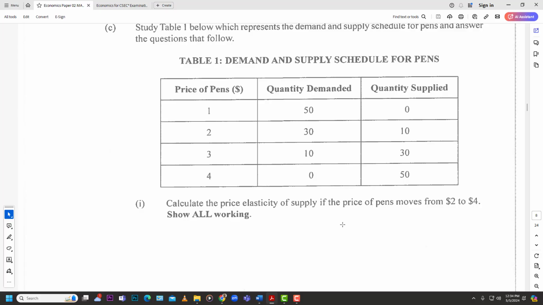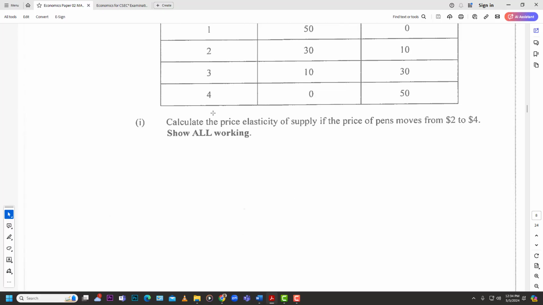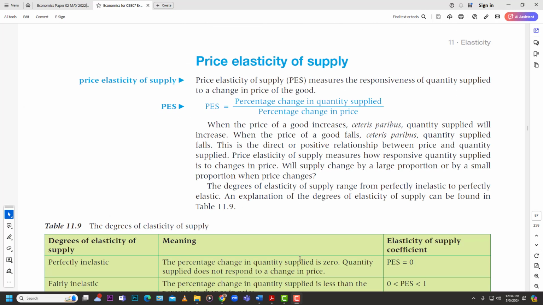So let's look at the price elasticity of the pens. So here we have the formula for price elasticity of supply. Price elasticity of supply equals percentage change in quantity supplied over percentage change in the price. We need to fill in the percentage change in quantity supplied, and we need to fill in the percentage change in price, and then we divide the percentage change in quantity supplied by the percentage change in price. So we need to fill in that. So how do we go about that?